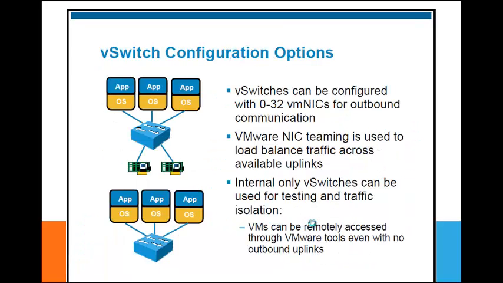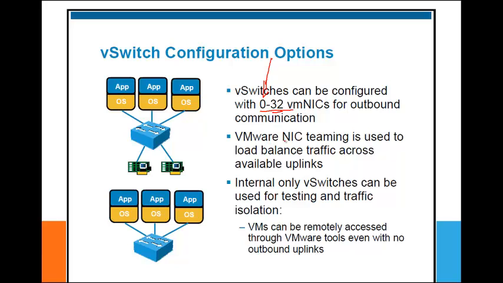Right. So vSwitch configuration options. A vSwitch can be configured with 0 to 32 NICs. As we already saw, if you don't have any NIC, communication is not going to go out. It's local. So we can have up to 32 physical NIC cards, which we call VM NICs, for outbound communication. 0 means no outbound communication.